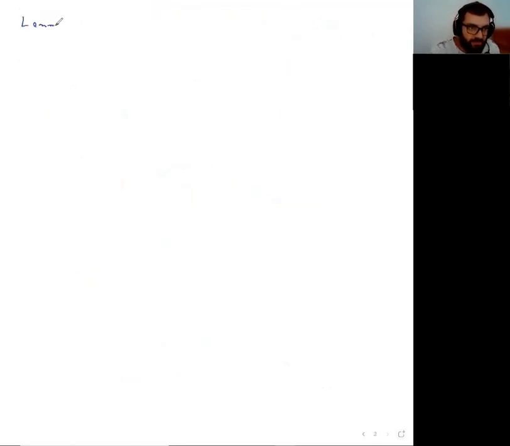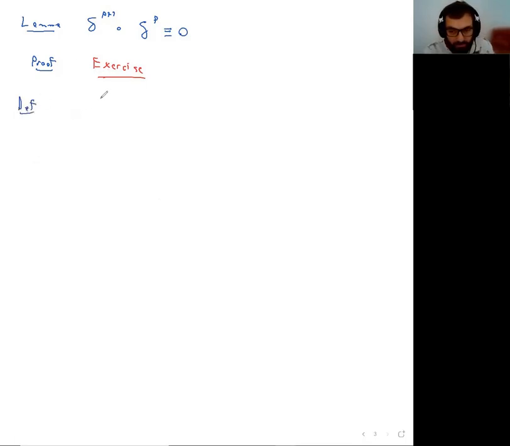And of course, now the lemma is that this is a cohomological complex. So if you compose two of these, you get identically 0. And the proof is an exercise. A computing exercise, so nothing fancy. And of course, every time we have a cohomological complex, we like to give names to the elements of the kernels and elements of the image.